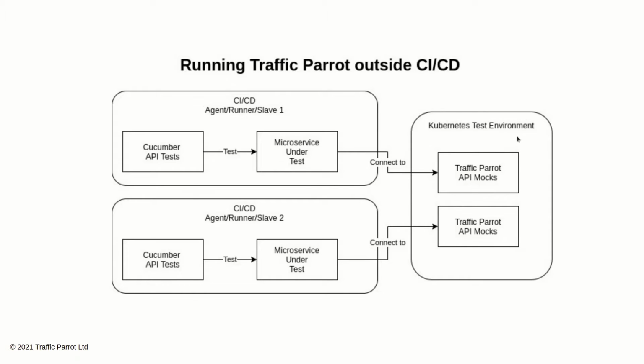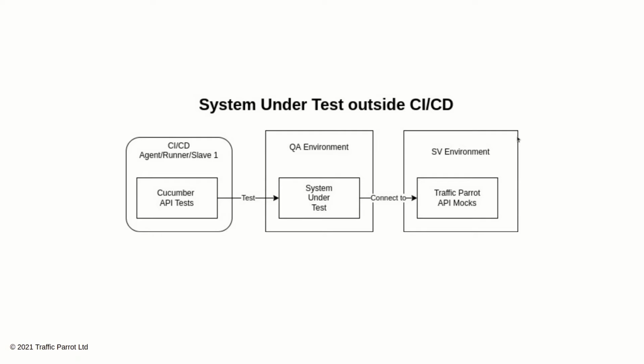And another way of doing this is running your tests in the agent, runner, slave, which hit or exercise a QA environment, in this example, an instance of the system under test, which then connects to a service virtualization environment or mocking environment where the mocks are running. Okay? So what are the pros and cons of these approaches?